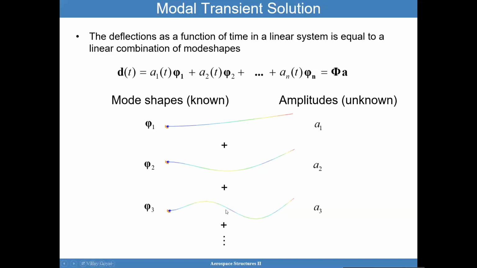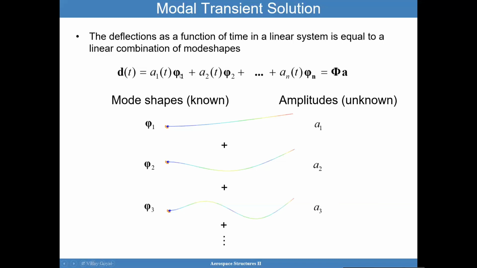And so note that the mode shapes are known. We know the shape. I just don't know how much of each I have. And so if I say that the total deflection of the beam is a linear combination of these mode shapes with amplitudes that are unknown and are a function of time, then perhaps I have a way to simplify the problem. Think about it.